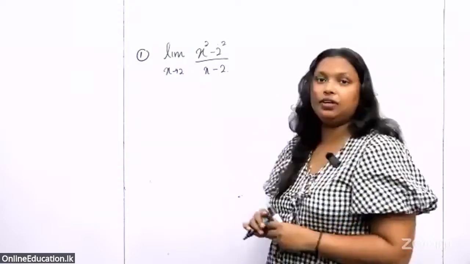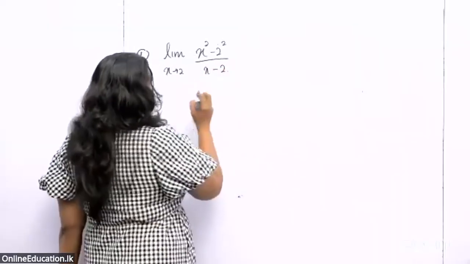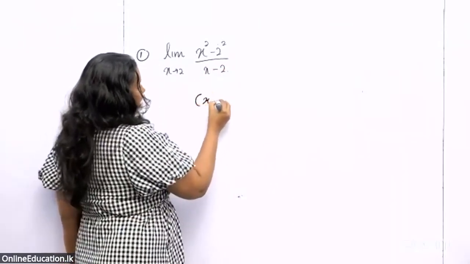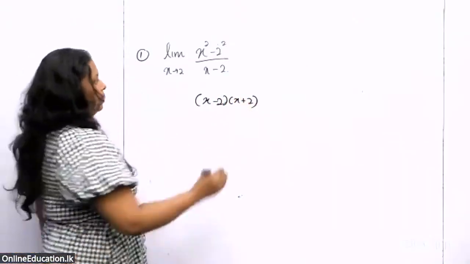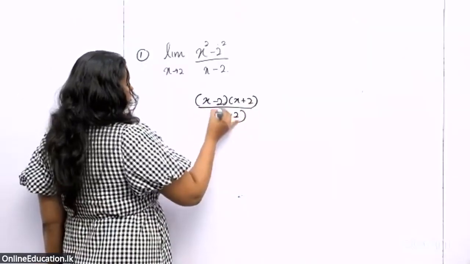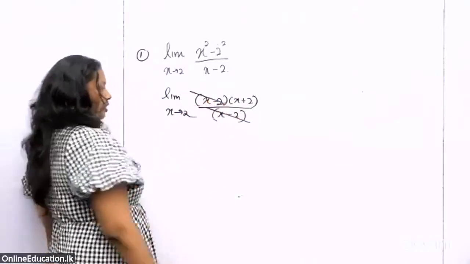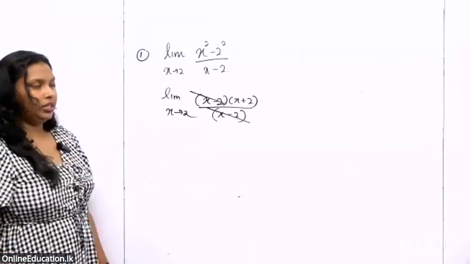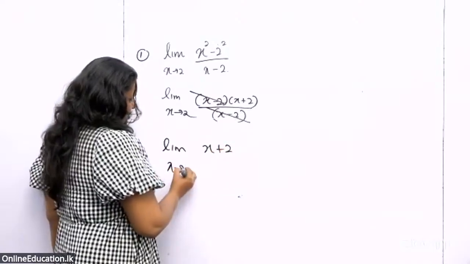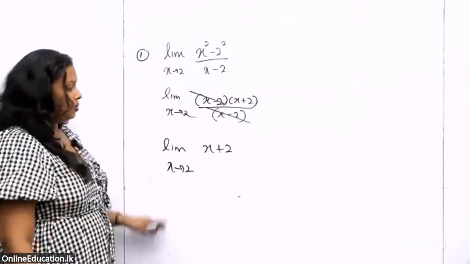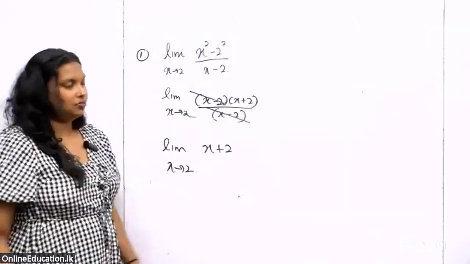So what we have to do in this kind of question is break into factors, and if you have common things, we can cancel out and then proceed. Now this numerator we can factorize as x minus 2 into x plus 2, over x minus 2. Now we can cancel out x minus 2. We can divide both denominator and numerator by x minus 2. So it is just limits of x plus 2 when x tends to 2. When you substitute 2 here, you get 2 plus 2, 4. So we can write the answer as 4.